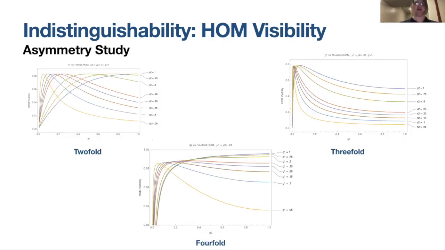We also performed an asymmetry study to see that if we have losses on one side of our protocol and losses on the other side, if they're different, how this changes things. And what we see is that lower losses don't necessarily correspond to better visibility. Instead, what matters is that the two arms of our model are symmetric. And so symmetry is very, very important for all of the visibilities, twofold, threefold, and fourfold.